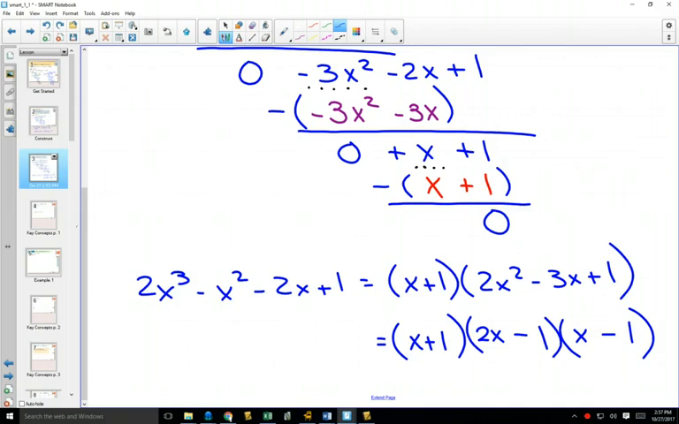Do we have to set it equal to 0 too? Not yet, because we were just asked to factor. It's pretty standard. But now, if I made this equal to 0, because we factored it completely, you now know there's 3 answers. X could be negative 1, x could be positive 1/2, and x could be positive 1. That's what makes that equal to 0.